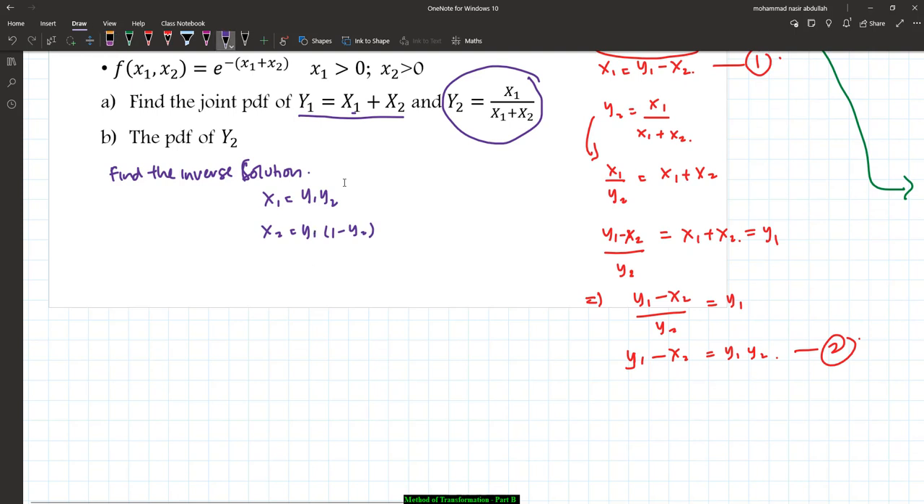Right, so we already have the equation. So this is going to be our w1(y1, y2). This is going to be our w2(y1, y2), right? So next we're going to find the determinant of the Jacobian matrix.